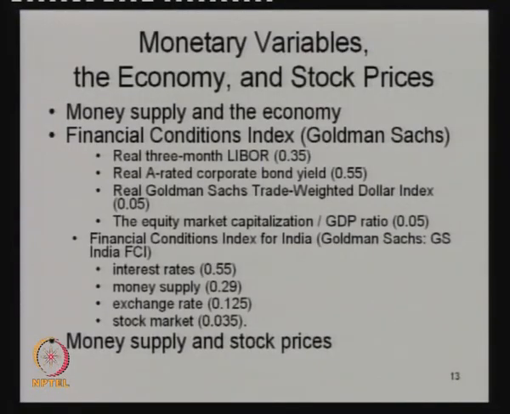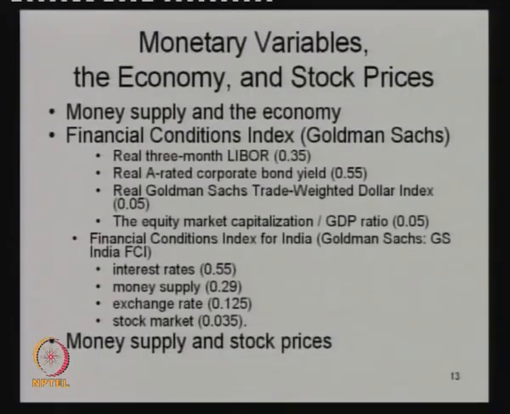Then there are certain agencies like Goldman Sachs, for that matter, that have developed a financial conditions index, where instead of taking only money supply, they have taken 4 indicators: the real 3-month LIBOR, that is the short term interest rate, the London Interbank Offer Rate. We have a contemporary thing in the Indian case like MIBOR, the Mumbai Interbank Offer Rate. Then you have the real A rated corporate bond yield, then the real Goldman Sachs trade weighted dollar index, and then something called equity market capitalization.